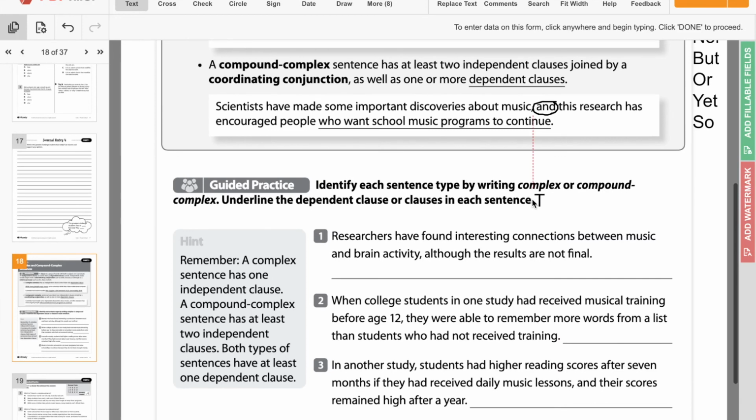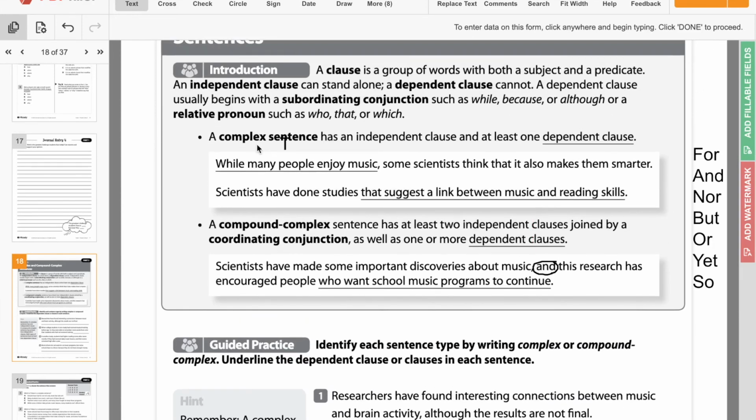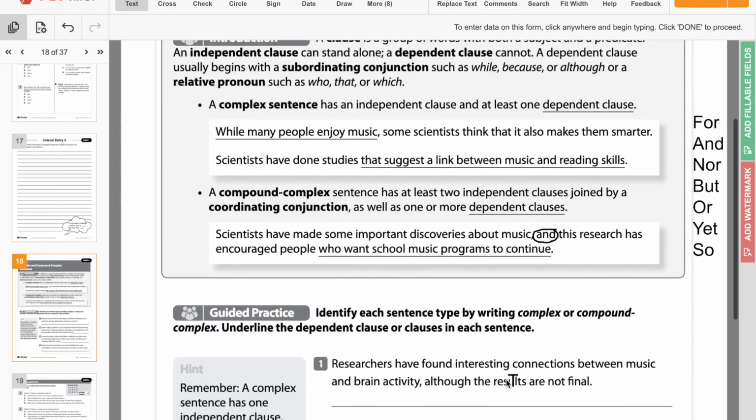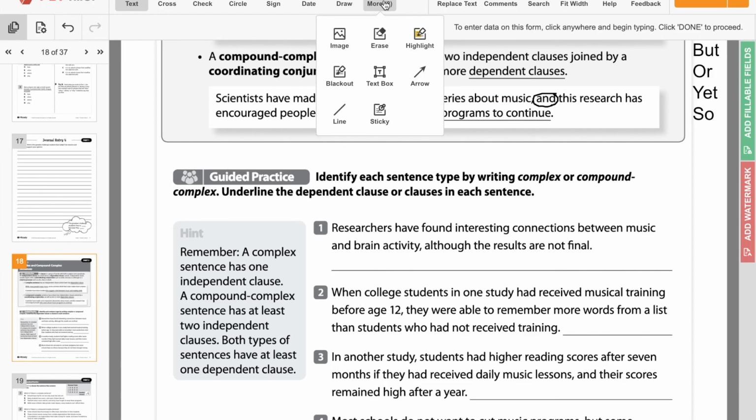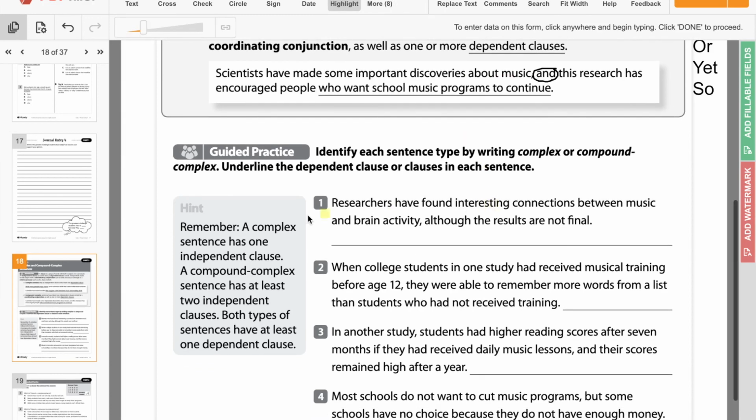In every single sentence, there's going to be a dependent clause, because a complex sentence has one dependent clause, and a compound complex also has one dependent clause. Then we're going to write whether it's complex or compound complex. The hint says, remember, a complex sentence has one independent clause. A compound complex sentence has to have at least two independent clauses. Both types have at least one dependent clause, like I just said.